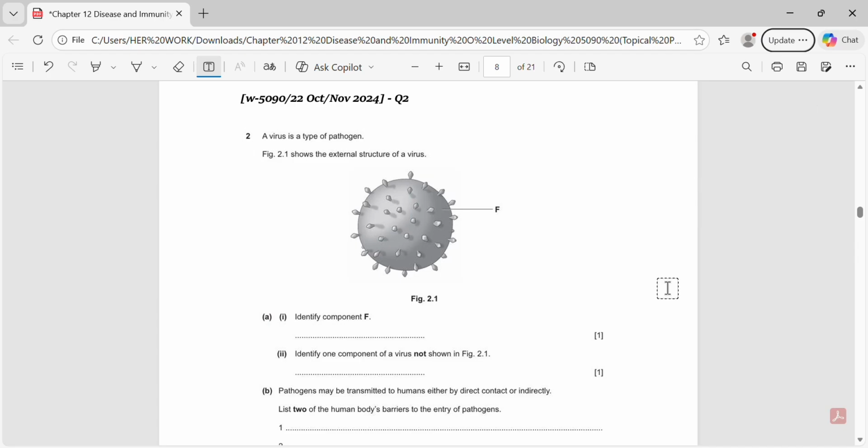Now, from the diagram, we can see that component F is part of the external structure of the virus. Therefore, the correct identification is the protein coat, which is also known as the capsid. The next part of the question then asks us to identify one component of a virus not shown in Figure 2.1. In this case, the correct answer would be the genetic material of the virus, which can be DNA or RNA. Writing either DNA, RNA, or simply genetic material would be acceptable and marked as correct.